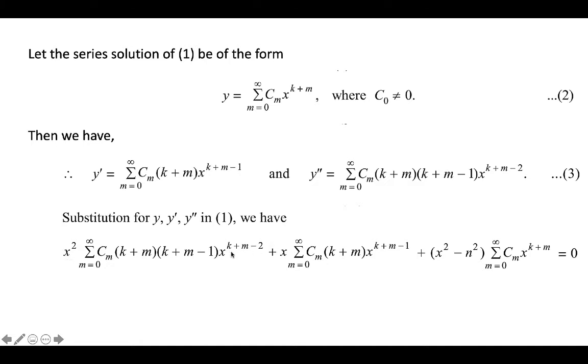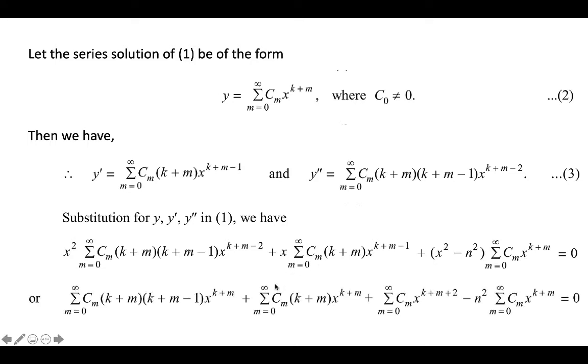Here we can multiply x² and x^(k+m−2). Similarly, in this expression, we can multiply x into x^(k+m−1). And we can also multiply this factor into this sum as well to get the new equation as given here. Observe that the first, second and fourth series on the LHS have the general term x^(k+m). Now, grouping those series having x^(k+m) as the general term, we get the relation as expressed here.